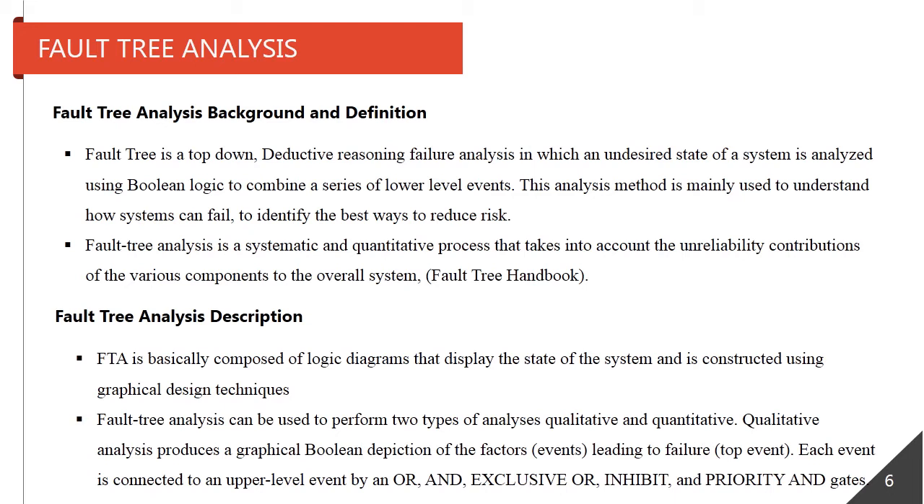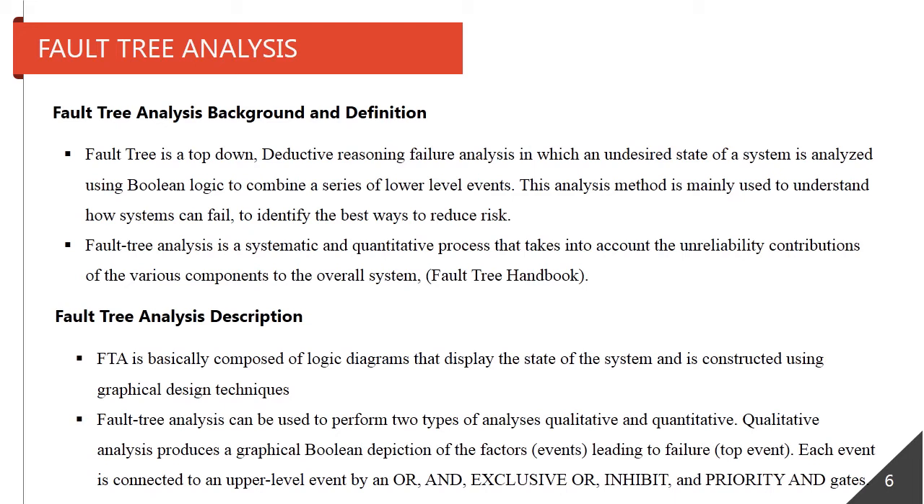I will explain fault tree analysis method as a method for risk assessment. Fault tree analysis is a top-down deductive failure analysis in which an undesired state of a system is analyzed using Boolean logic to combine a series of lower level events. This analysis method is mainly used to understand how a system can fail and to identify the best ways to reduce risk.